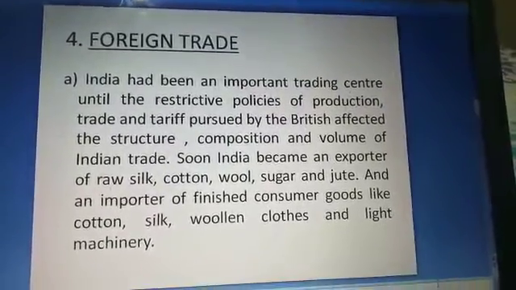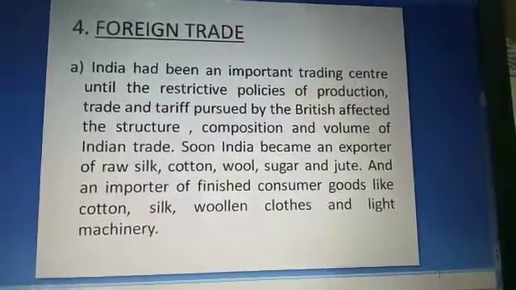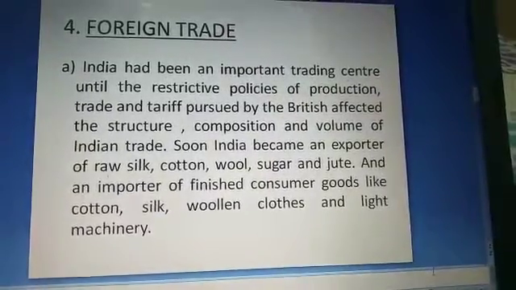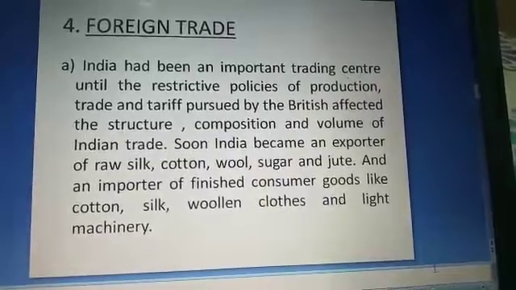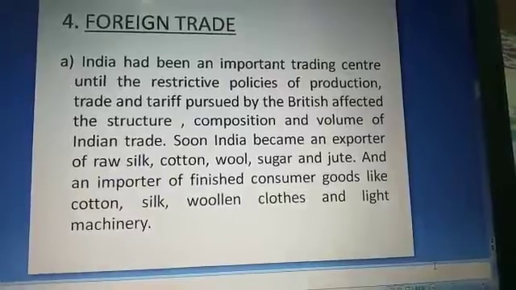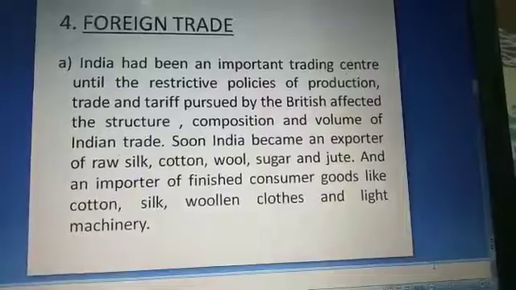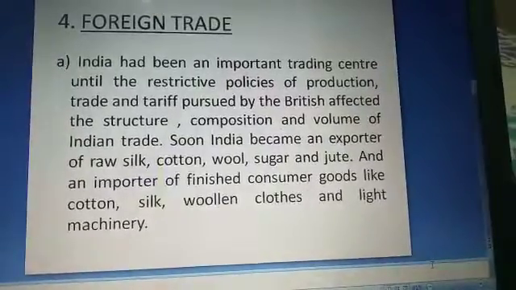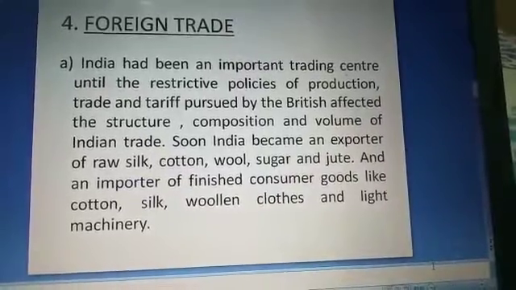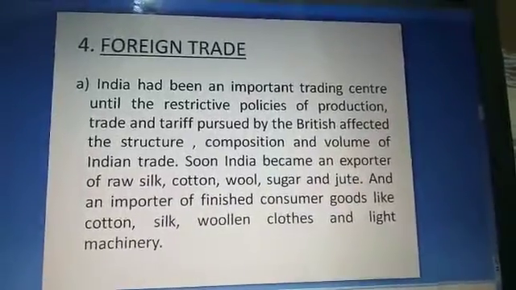The fourth section is foreign trade, and the points under it are India had been an important trading center until the restrictive policies of production, trade, and tariff pursued by the British affected the structure, composition, and volume of Indian trade. Soon India became an exporter of raw silk, cotton, wool, sugar, and jute, and an importer of finished consumer goods like cotton, silk, woolen clothes, and light machinery.